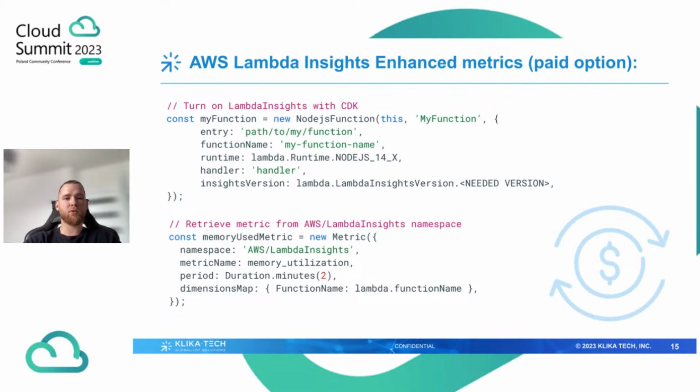The example on the slide illustrates how to create a basic Node.js function with Lambda Insights enabled using the AWS CDK in TypeScript. For this purpose, we just need to specify the insights version field with the needed version during Lambda initialization. And then we can retrieve the needed metrics in the Lambda Insights namespace by using the Metric class provided by the AWS CloudWatch module.